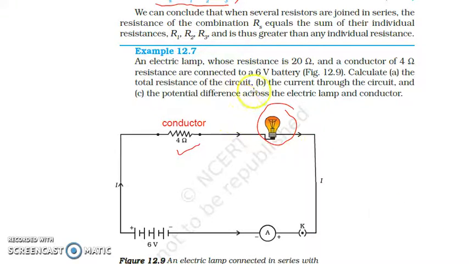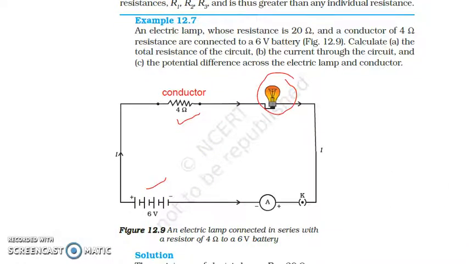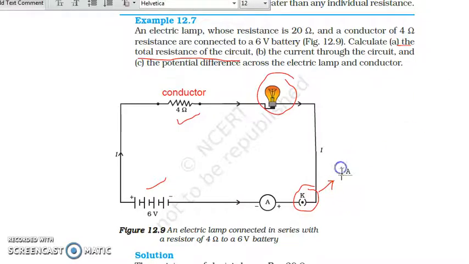Next, it says they are connected to a 6 volt battery. Now this is the battery. A 6 volt battery has been given to us, and we have to calculate the total resistance of the circuit. This is the first part, and the second is the current through the circuit, and we have to find the current as well. The current will start from the positive terminal of the battery and ultimately move to the negative terminal, and this is the key that we talked about yesterday. I hope you all remember I told you that this is the key.